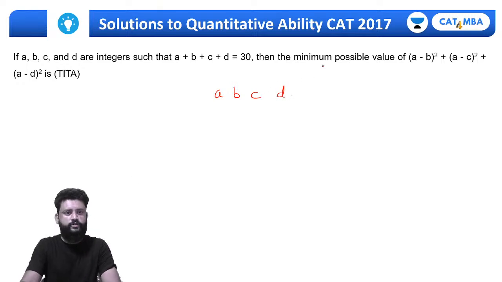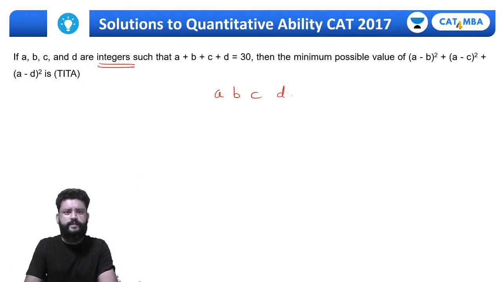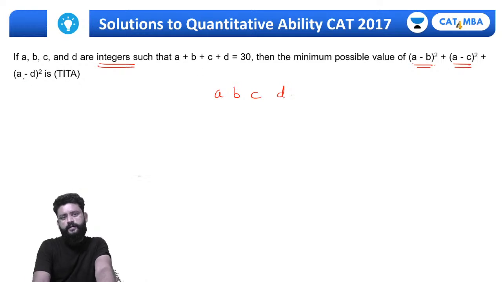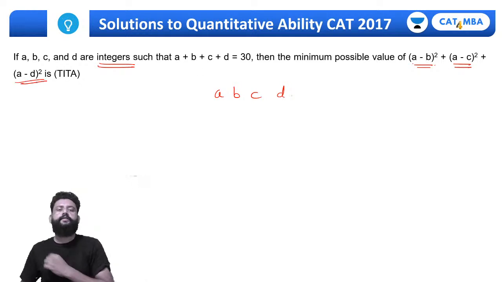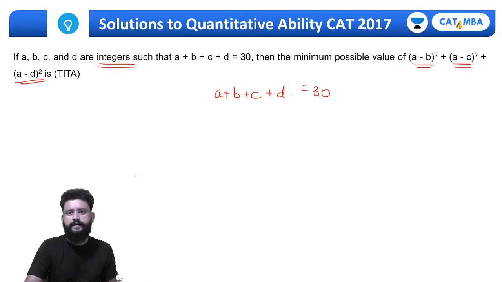Positive integers. That's what we know. Sorry, not positive integers, just integers हमें दिया है. पॉजिटिव है, नेगेटिव है, कुछ. The minimum possible value of a minus b square plus a minus c square plus a minus d square. And we know a plus b plus c plus d is 30. Can you think about it?